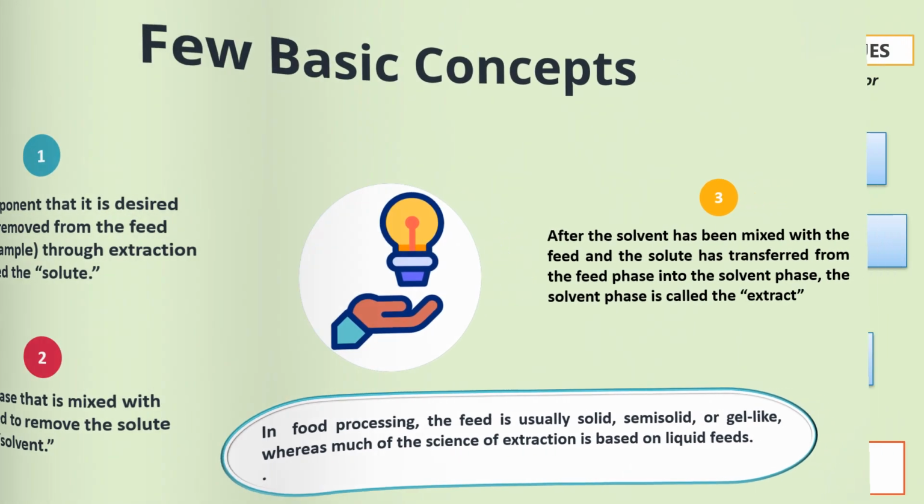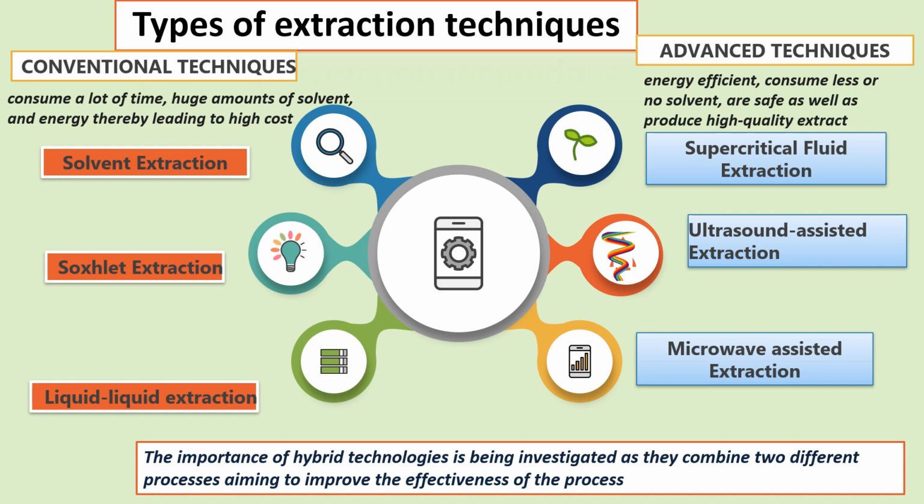Types of extraction techniques. There are two types of techniques. One, conventional techniques. The other one is the modern or advanced techniques. Conventional techniques consume a lot of time. They use huge amounts of solvent and energy, thereby leading to high costs. There are three types of conventional techniques: solvent extraction, Soxhlet extraction, liquid-liquid extraction. Among the advanced and modern techniques are supercritical fluid extraction, ultrasound assisted extraction, microwave assisted extraction.